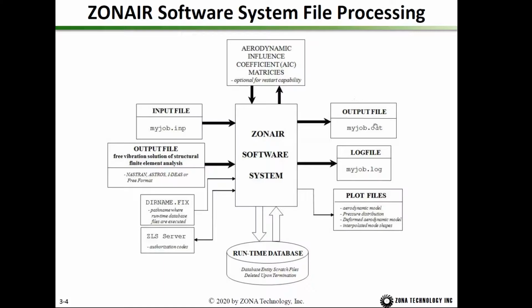And the output file contains all the output information. We call this a standard output file. ZONAIR will generate another log file, say myjob.log. It documents the CPU time of each module in ZONAIR. ZONAIR can also generate some plot files. For example, you can look at the aerodynamic model and the pressure distribution, and also you can display the deformed aerodynamic model, and the interpolated motion by the spline module.